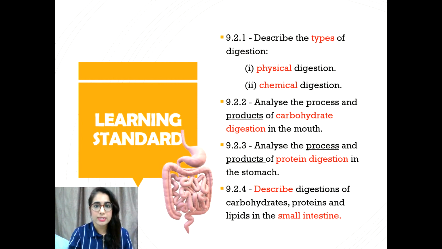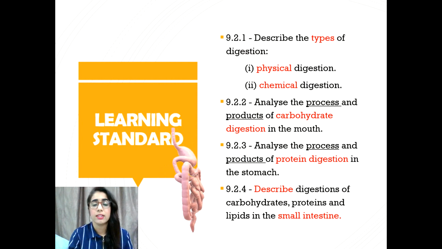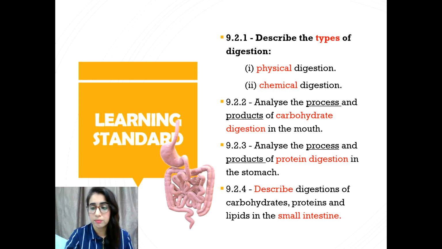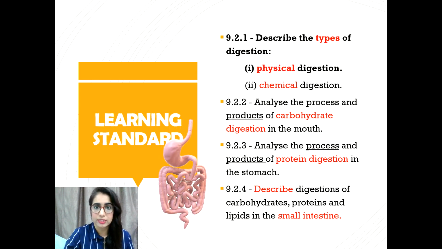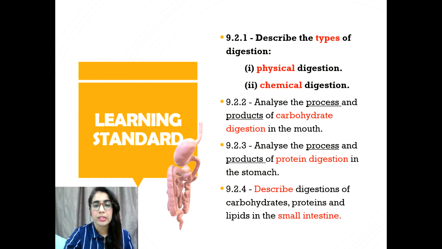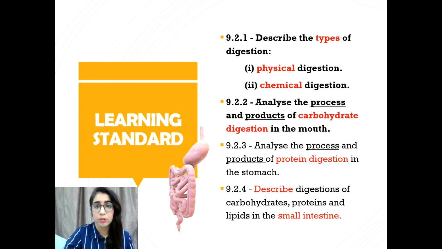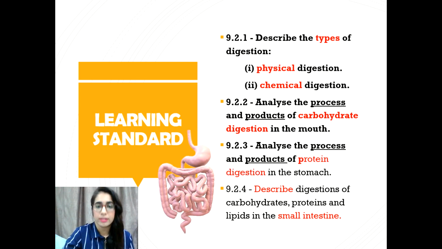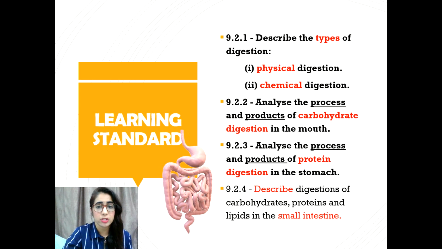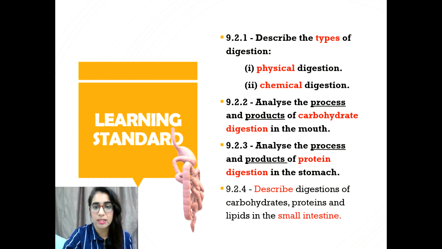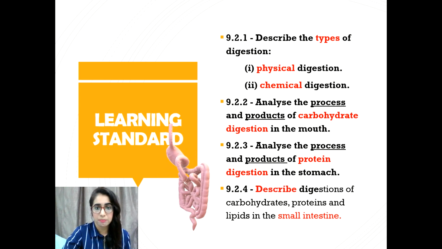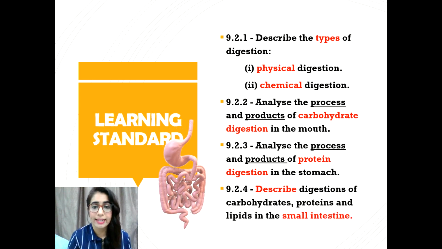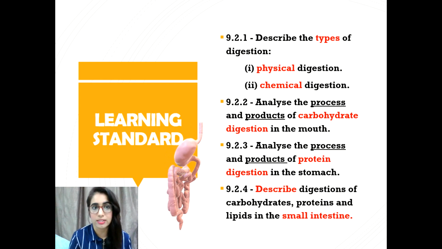Okay, so the learning standard in this chapter is that first you should be able to describe the types of digestion. There are two types, the physical digestion and the chemical digestion. Then you must be able to analyze the process and products of carbohydrate digestion in the mouth. Then the same thing, analyze the process and products of protein digestion in the stomach, and describe the digestion of carbohydrate, proteins and lipids in the small intestine.